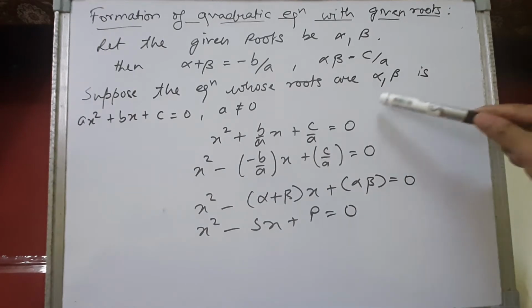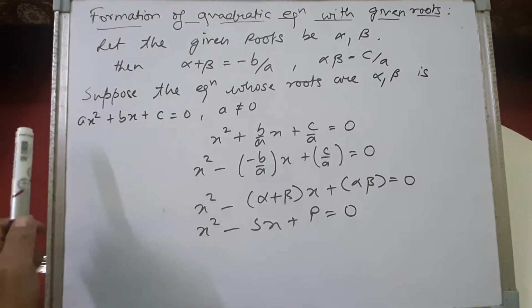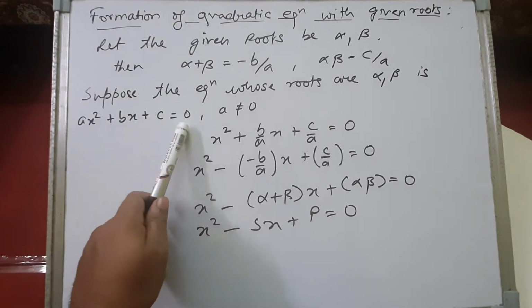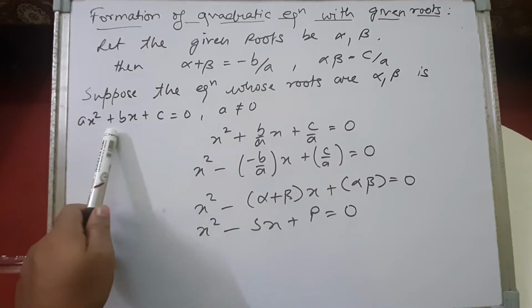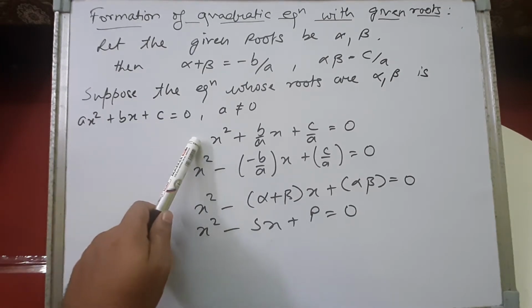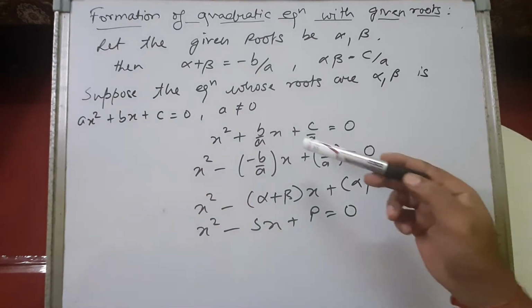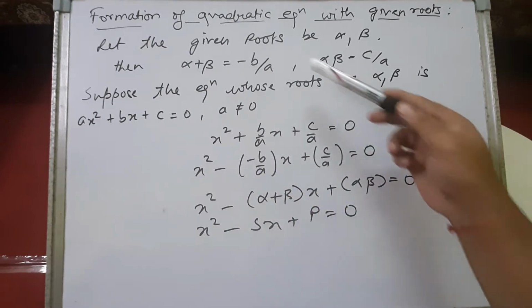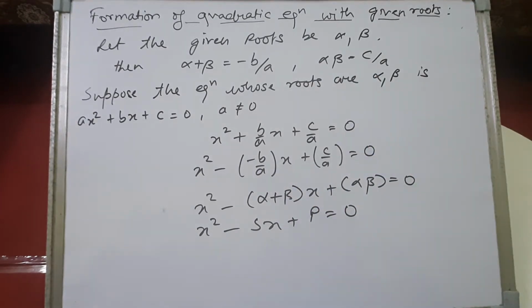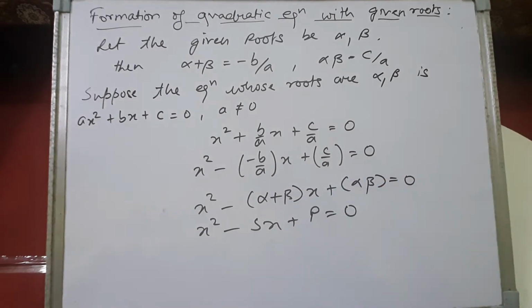So in this equation, if we divide by a on both sides, left hand side and right hand side, the right hand side will become 0, and when we divide the left hand side by a, it will become x square plus b upon a x plus c upon a equals to 0. This plus b upon a can be written as minus of minus b upon a, because the sum of roots is minus b upon a, plus c upon a equals 0. So in place of minus b upon a, we write alpha plus beta. In place of c upon a, we write alpha beta.